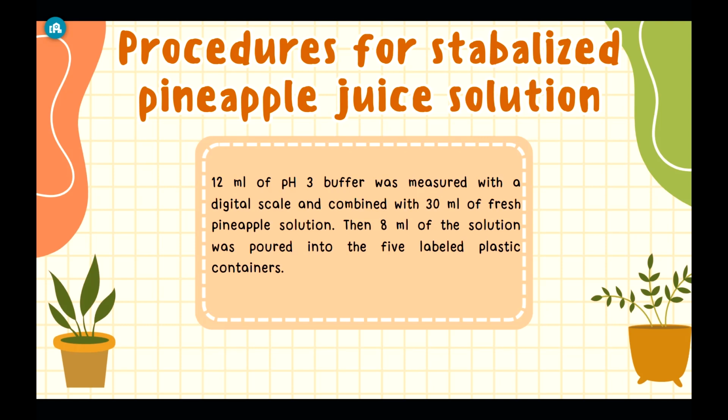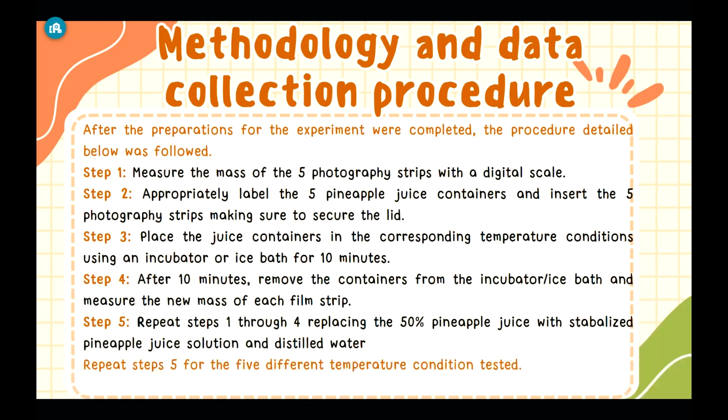Then 8 milliliters of the solution was poured into the 5 labeled plastic containers. After preparations for the experiment were completed, the procedure detailed below was followed. Step 1. Measure the mass of the 5 photography strips with a digital scale.